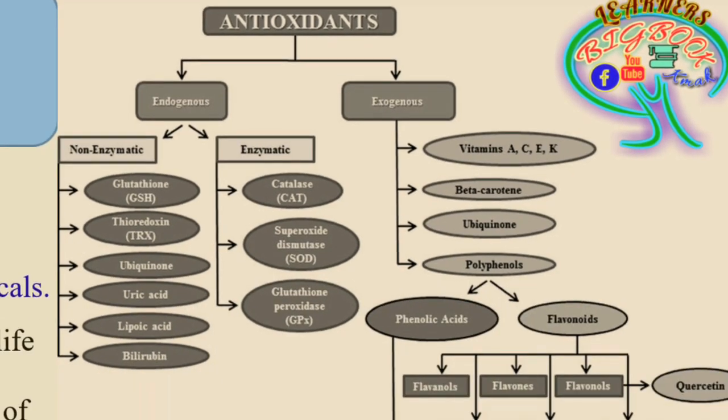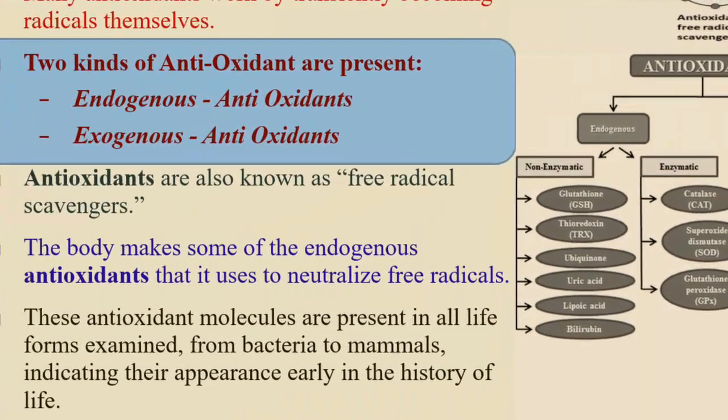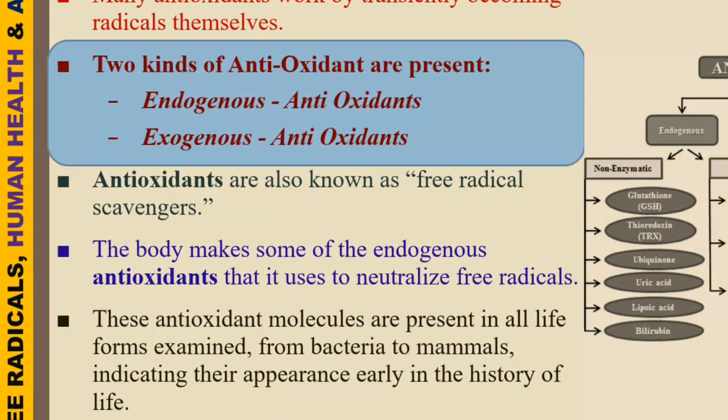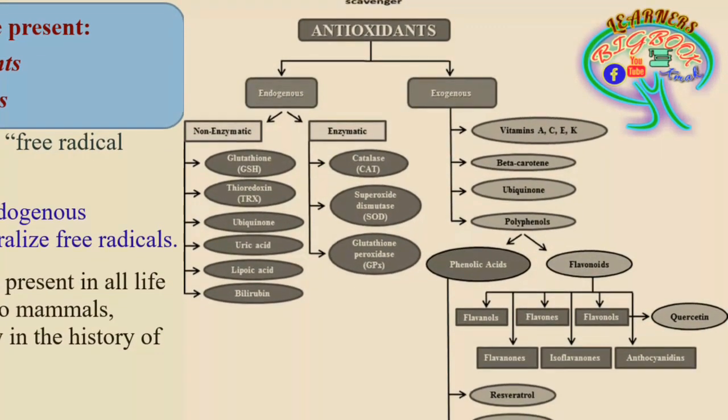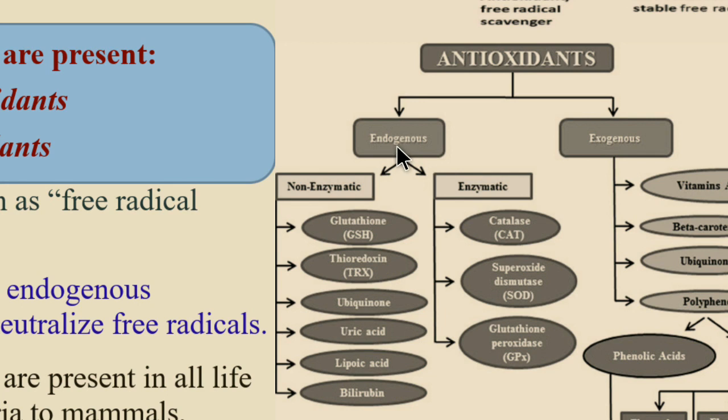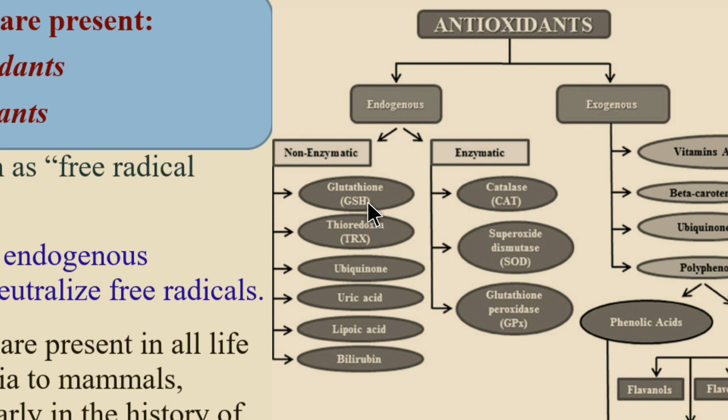Here, when you consider the further diagram, as we have discussed, two kinds of antioxidants are present. One is the endogenous, the other is the exogenous antioxidant. The endogenous antioxidants are enzymatic and non-enzymatic. Non-enzymatic in the sense that within the body itself they will be circulated, that is glutathione, thioredoxin, ubiquinone, uric acid, lipoic acid and bilirubin. Definitely they can act as the non-enzymatic kind of endogenous antioxidants.